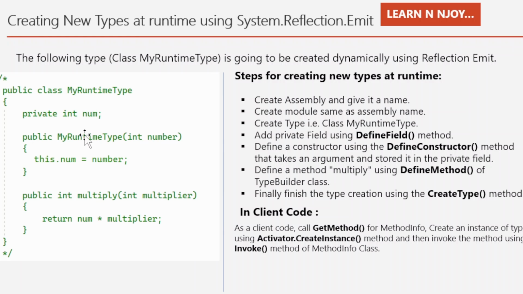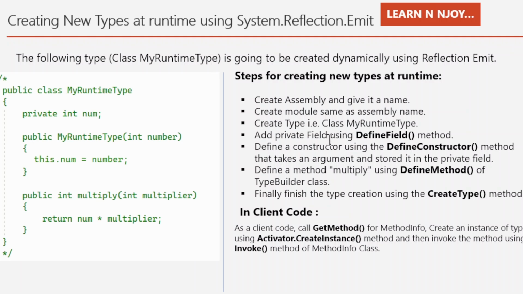So there are a couple of steps that we need to follow, right? These are the steps I have written over here. Steps for creating new types at runtime. How we can create an assembly and give it a name, that is the first step. Create a module same as the assembly name, second step. Third step is create the type, that is the class MyRuntimeType. That is the third step.